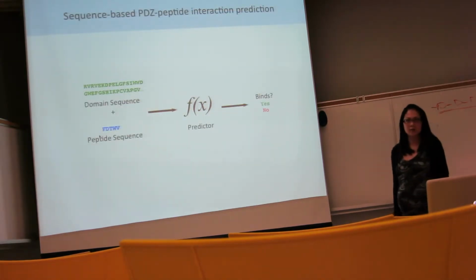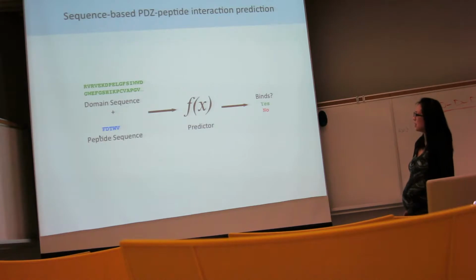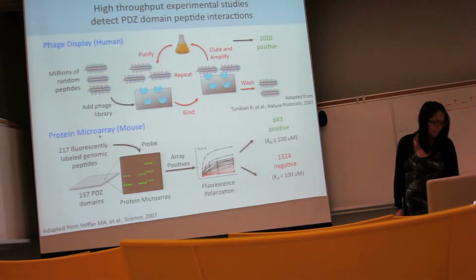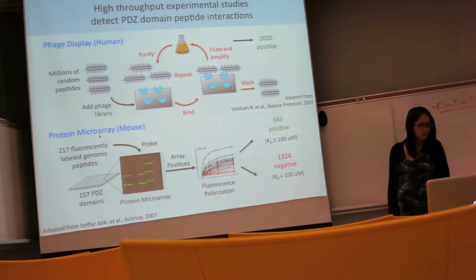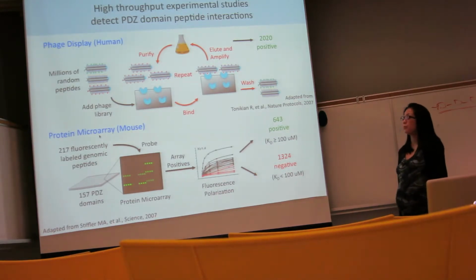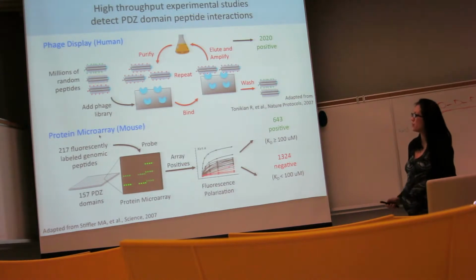So for the first project, the predictor that I built takes a domain sequence and a peptide sequence and then predicts whether or not this represents an interaction. The data that I used to train the predictor are from 2 high throughput experiments. The first one is a phage display experiment in human.